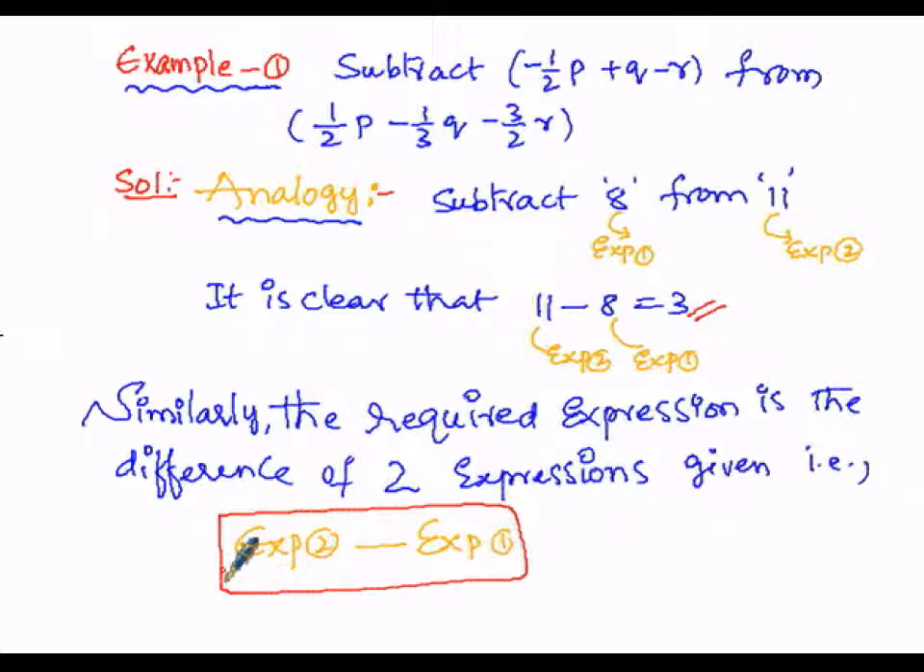Therefore, the expression that is to be subtracted, the first expression, must be written in the second row, and expression number 2 as the first row. So we have to write expression number 2, that is half p minus 1 by 3 q minus 3 by 2 r, in the first row. Then expression number 1 must be down in the second row. So now as per the problem, half p minus 1 by 3 q minus 3 by 2 r as the first row.